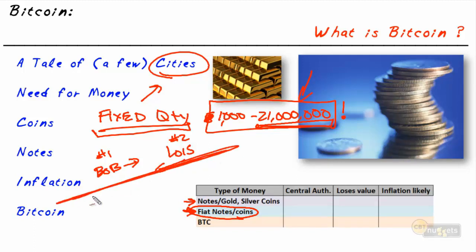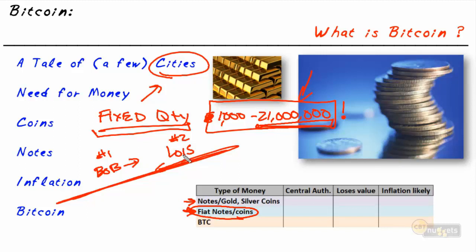Now we have another problem with doing this whole system, and that is, how do we keep track of it all? If we have 21 million units and Bob has some and Bob transfers them to Lois and Lois transfers some to the pizza guy, how do we keep track of exactly where those are? Because that is a big part of it.